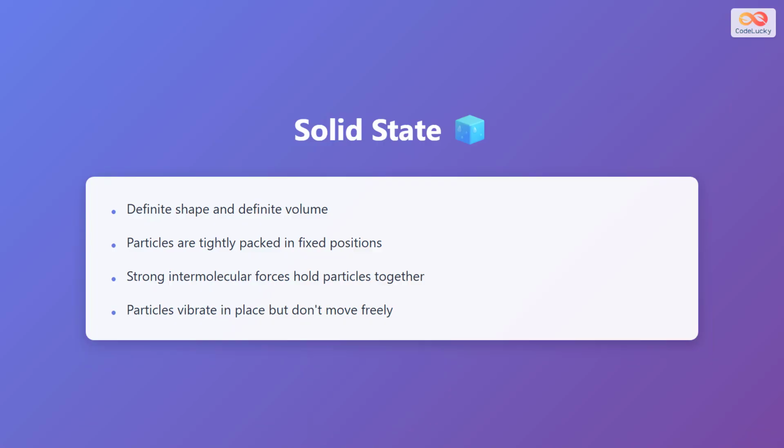Let's begin with solids. A solid has both a definite shape and a definite volume. This means a solid maintains its form and size regardless of the container it's placed in. In the solid state, particles are tightly packed together in fixed positions. Strong intermolecular forces hold these particles together, preventing them from moving freely. The particles can only vibrate in place. Examples of solids include ice, rocks, metals, and wood.